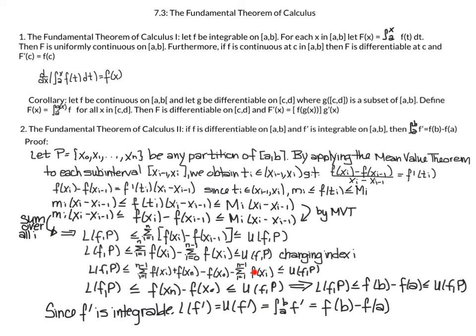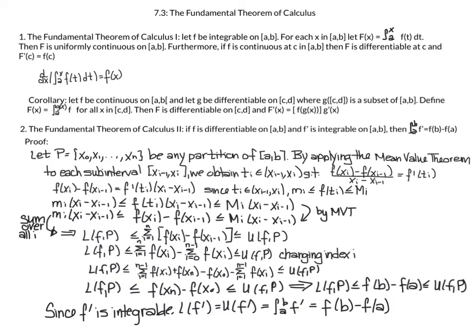So these two are the same, and in fact these two will cancel out, and what I'm going to be left with is f of x n minus f of x naught. But remember, because this is a partition, my x naught is equal to a, so this is f of a, and my x n is equal to b, so this is f of b.